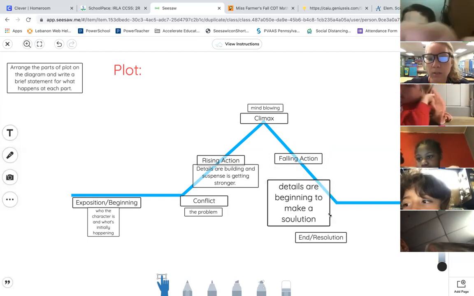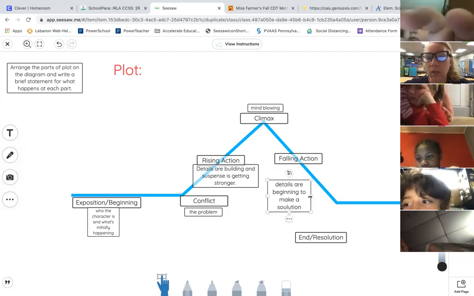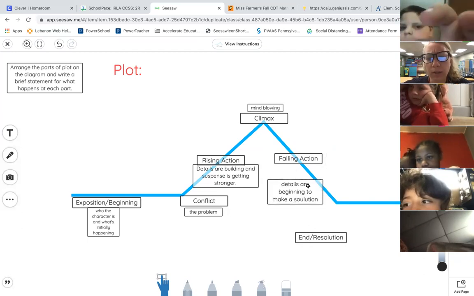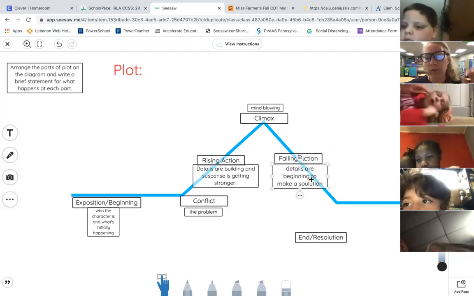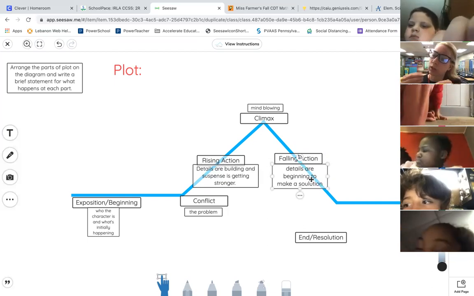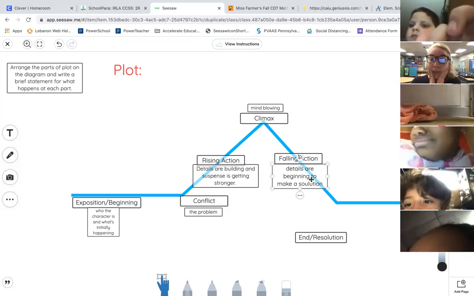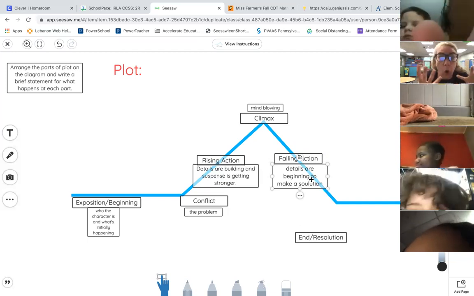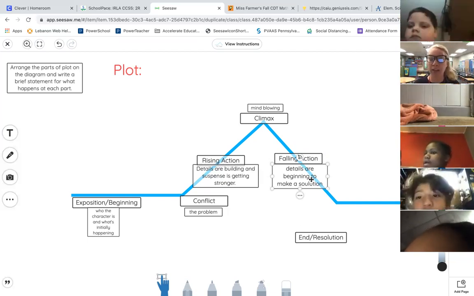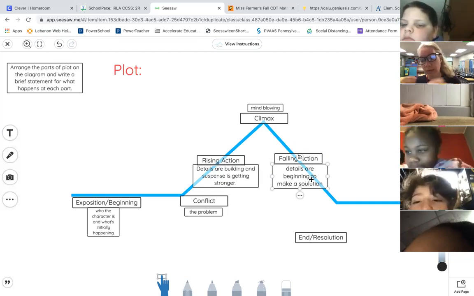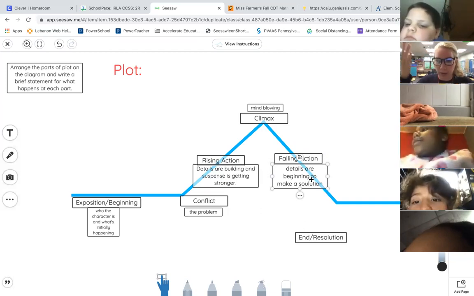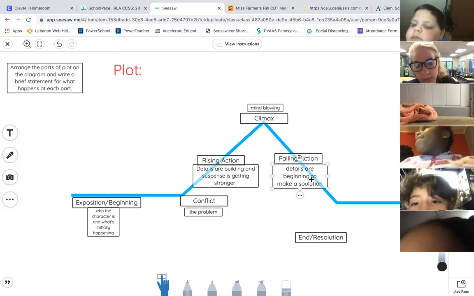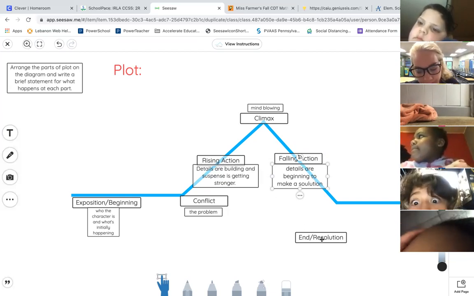In the falling action, the details are beginning to make a solution. Things are still happening. They're not building suspense anymore, but they're giving you some sort of closure. You're starting to learn and understand, oh, okay. We were getting so tense, like, oh my goodness, what's gonna happen? Oh my gosh, I can't believe that happened. And then it starts coming back down and you're like, all right, okay, this makes sense. It's where you tie up those loose ends and start making things stick to your brain. And I hope you guys all know what's the last part.